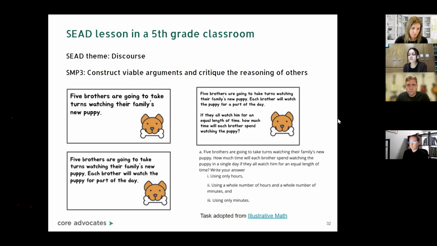My task was specifically adopted from Illustrative Mathematics. Illustrative Mathematics had the task all together. I decided to decompose the task and adapt it just a little bit to fit my students' needs. So I deconstructed the problem and we went through the information together so that they are accessing the situation that's happening in the problem.